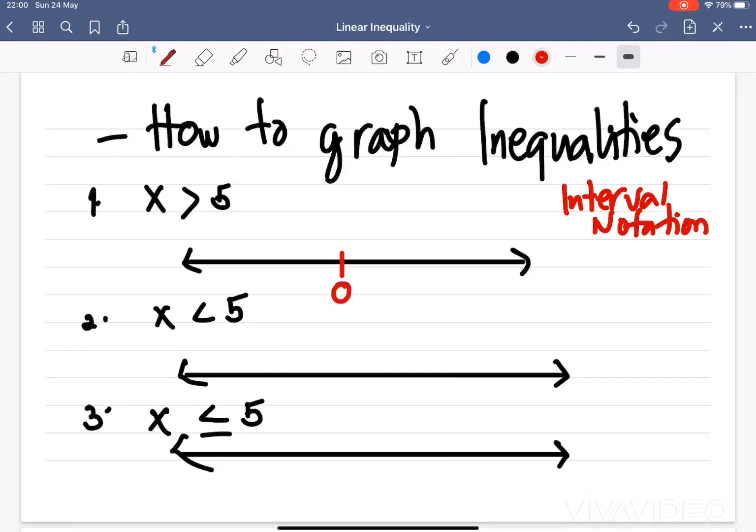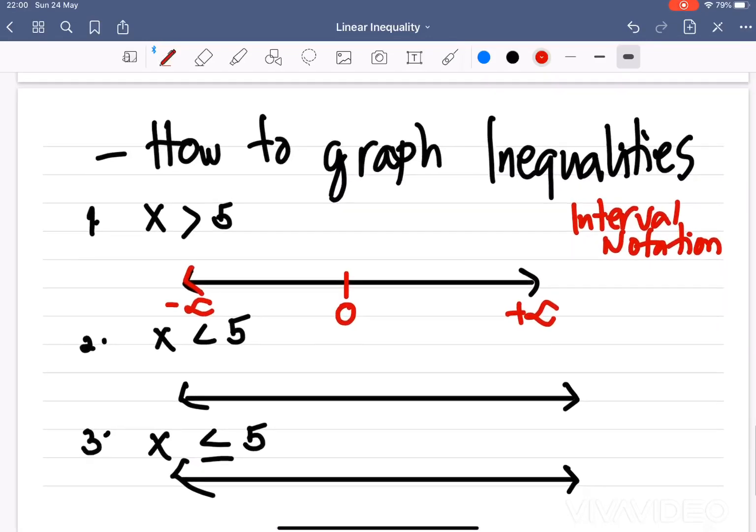Now, before I explain number one, we know that if we have a number line, if this is 0, from 0 to the left, that is negative, and this arrow means we are going to negative infinity. And to the right of 0, those are numbers with positive sign until we reach positive infinity.